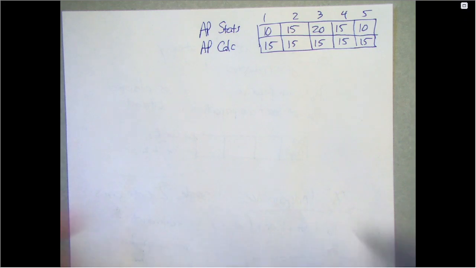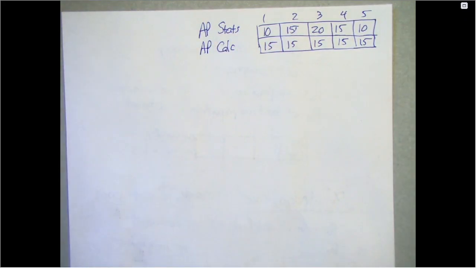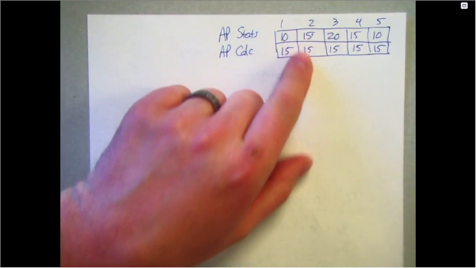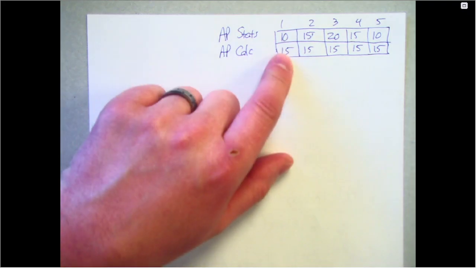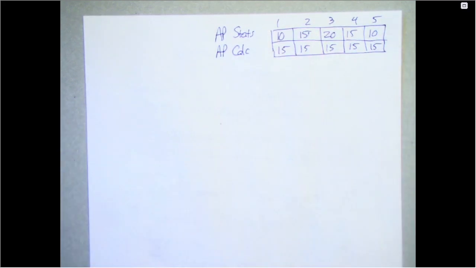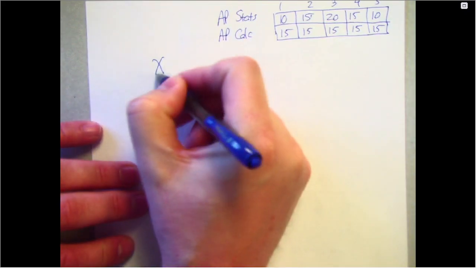Are they distributed the same? Well, 15s are the same. The 10 and the 15, but then this 20 kind of throws things off. So I don't know. Looks like kind of, but let's see. But what we have here is two samples, right? The stats group and the calc group, and one category. And the category is just your AP score. So we're going to do chi-squared for homogeneity.